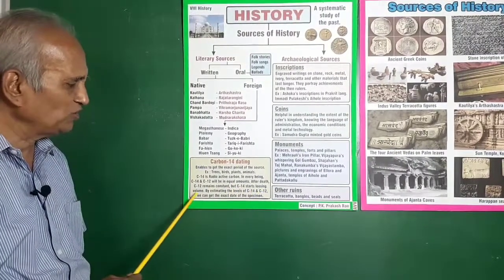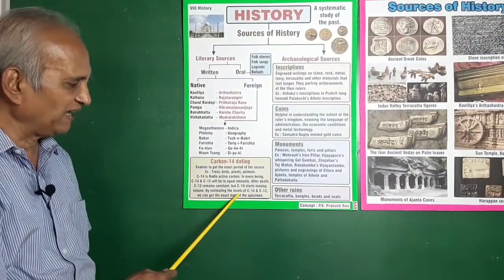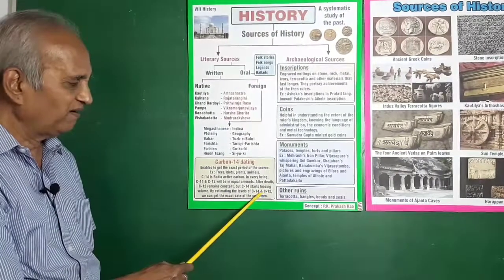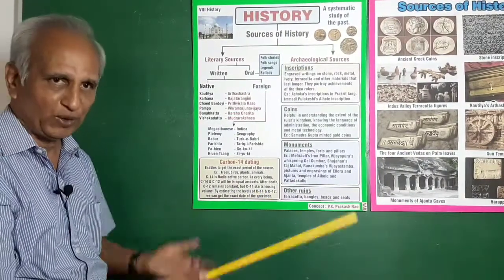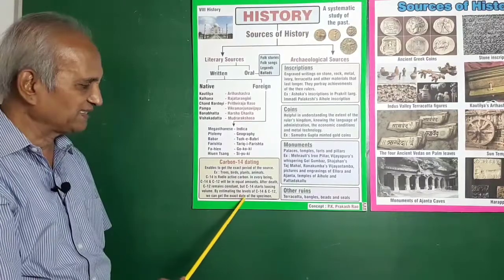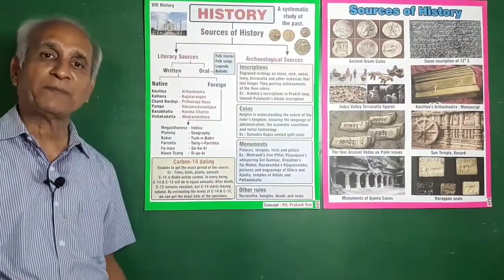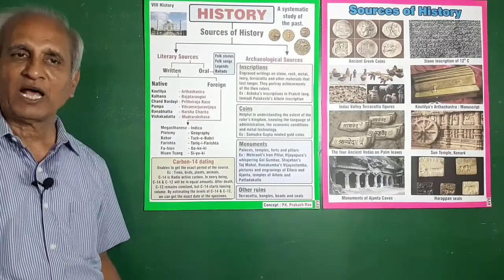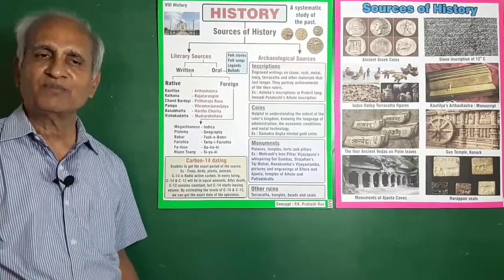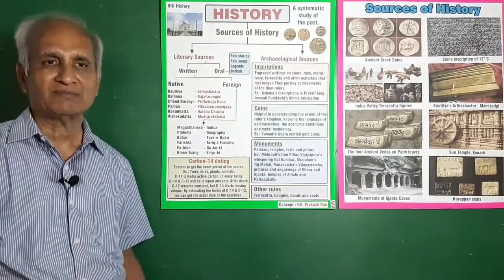C14 starts losing volume. By estimating the levels of C14 and C12, we can get the exact date of the specimen. This is called carbon dating. Carbon dating has given a big push to history.